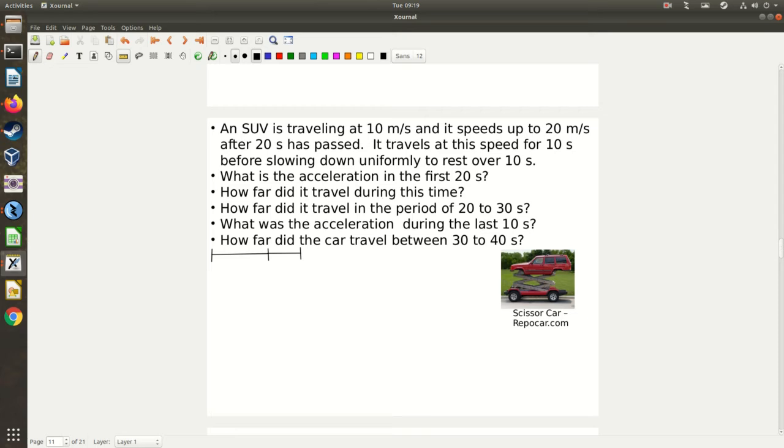And then over the last 10 seconds, it slows down to rest. So then one more, roughly the same size as the last one. All right. So then I know that this took 20 seconds. I know this took 10 seconds, and I know this took 10 seconds. I know at the end the speed is 0 meters a second. I know at the beginning the speed is 10 meters a second.